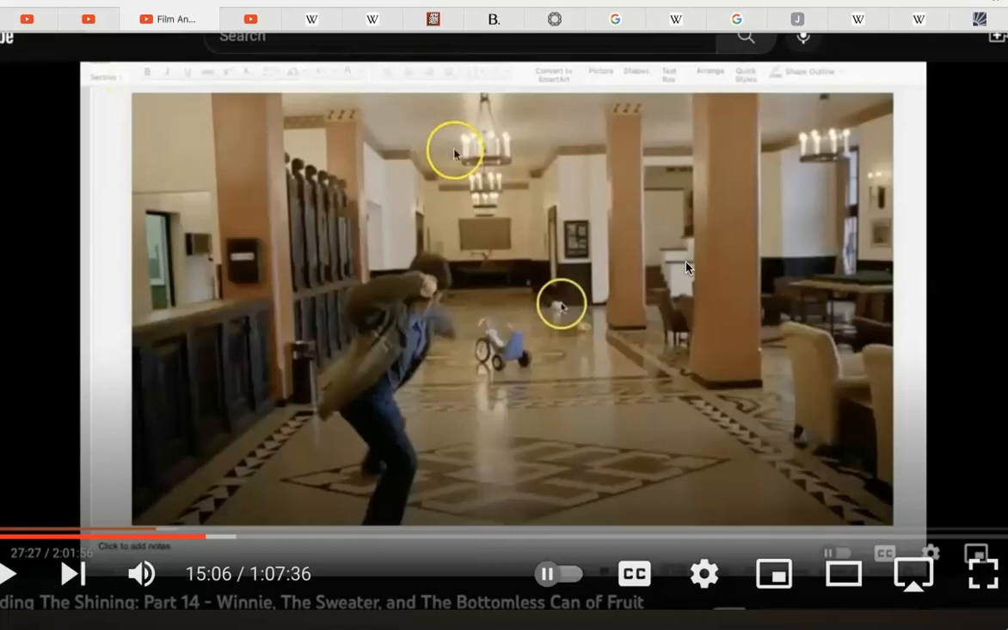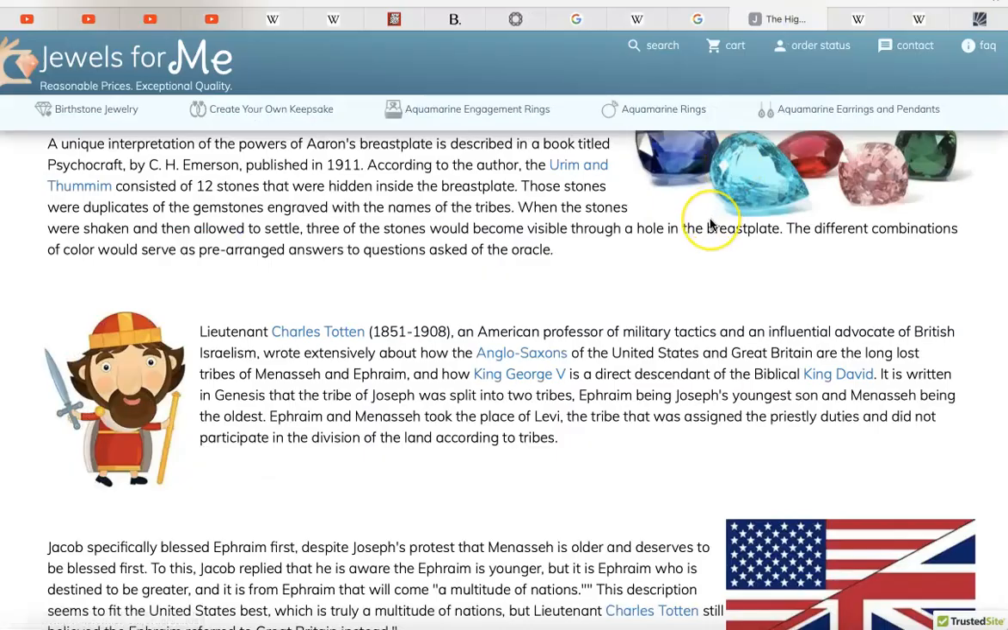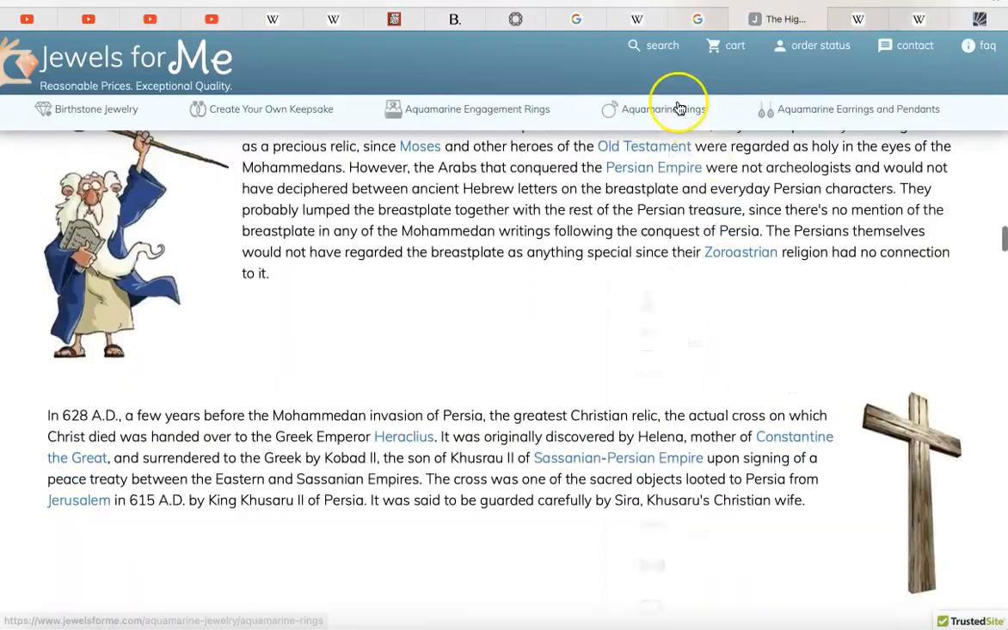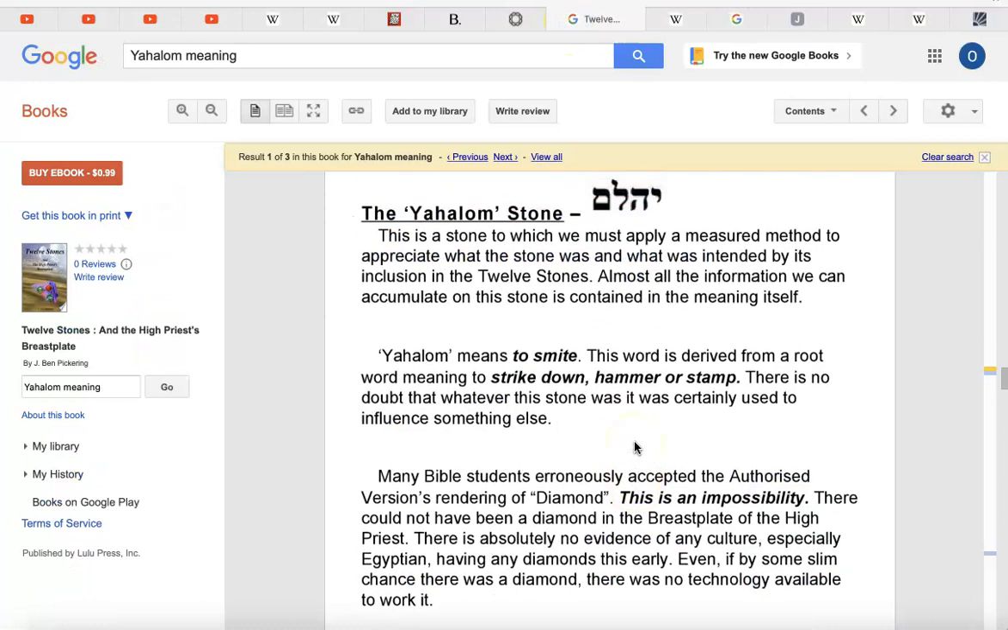I don't know. Is that a coincidence? Have I solved the 7 diamond mystery? Have I solved the diamond mystery in general? Is the diamond simply Stanley's signature in the movie, as it's implied by, where was it? No, it's not here. Is it here? No, it's not here. I think I read that in this book, the 12 stones and the high priest's breastplate.